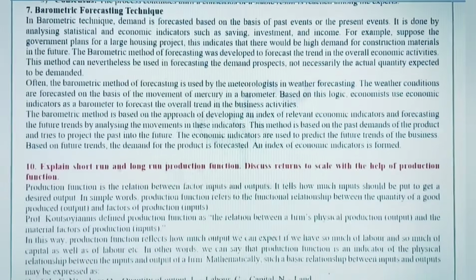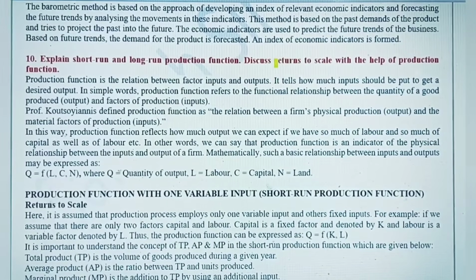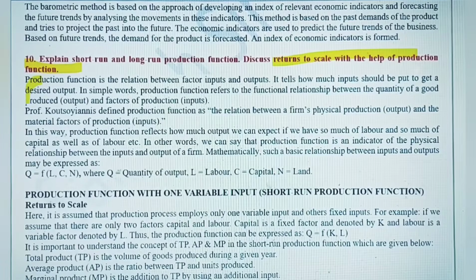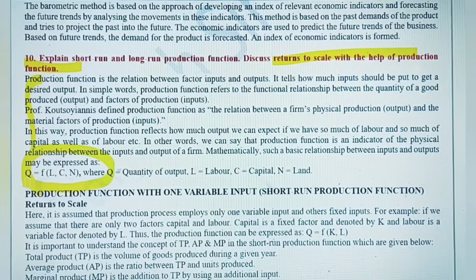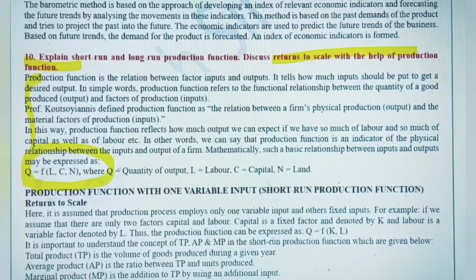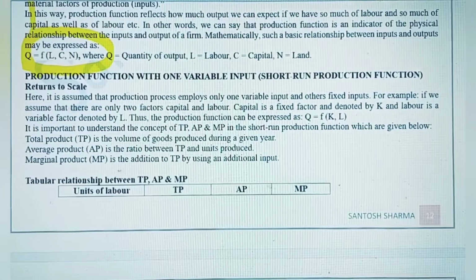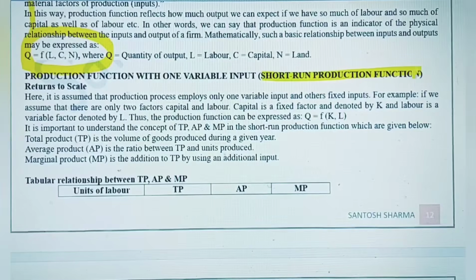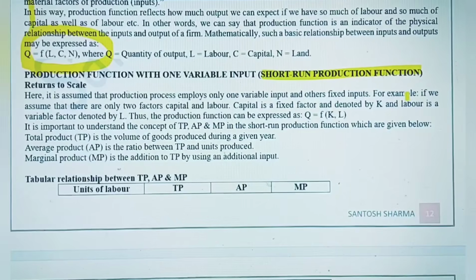Then question number 10, explain short run and long run production function and discuss the returns to scale with the help of production function. Okay, so first you need to write what is this production function. Give this formula, Q equal to function of L, C, N, where L is labor, C is capital, and N is land. Then write about the production function with one variable, I mean in the short run. Short run production function or production function with one variable, it is one and the same.